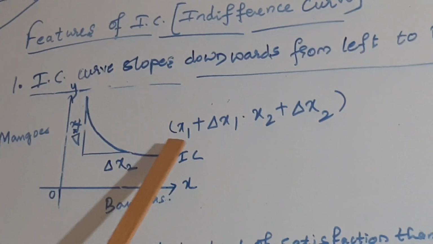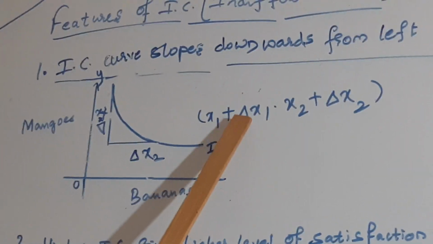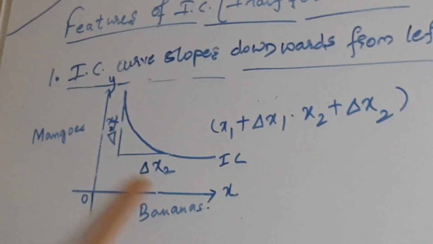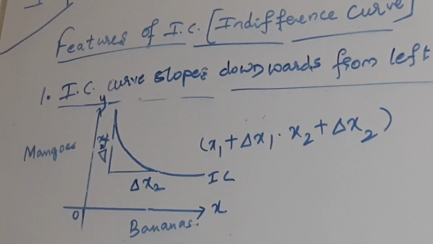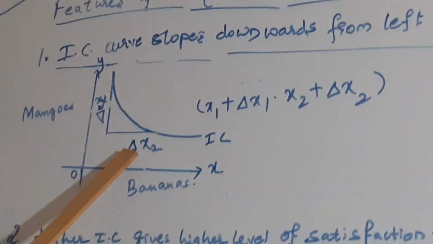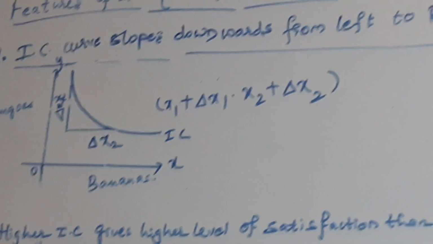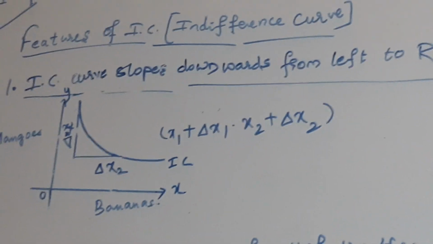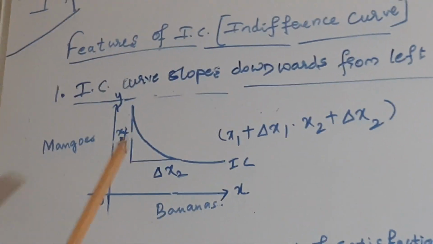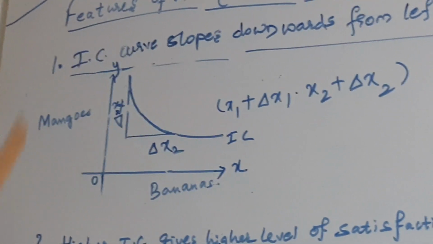It means a change in x1, a delta change in x1, means a change in mangoes due to a change in the bananas. So whenever a consumer wants to increase the consumption of the mangoes, he has to decrease the consumption of the bananas. That means in order to increase the consumption of one good, he has to decrease the consumption of the other good. So in order to show this relationship, the IC curve should slope downwards from left to right.